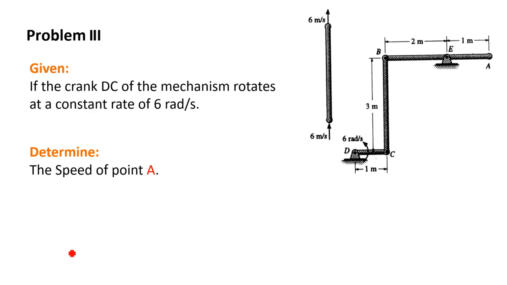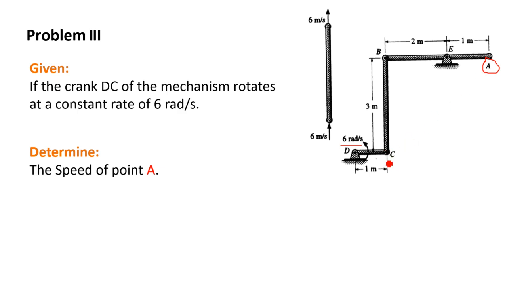So in the third example, we're going to have a unique situation where the IC is going to be infinity. And what we can see here is the crank DC of the mechanism rotates at a constant rate of 6 radians per second. So the link DC has the omega of 6 radians per second. We need to know what will be the speed at the point A.